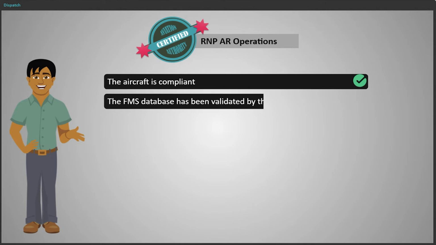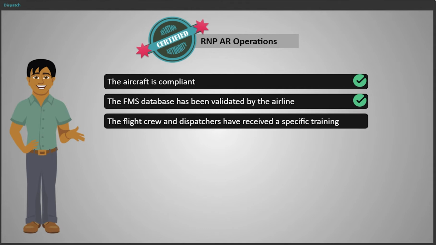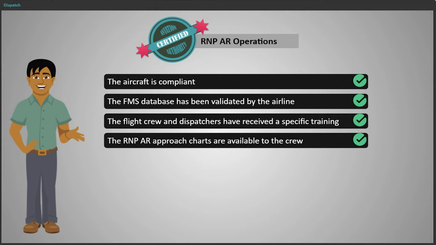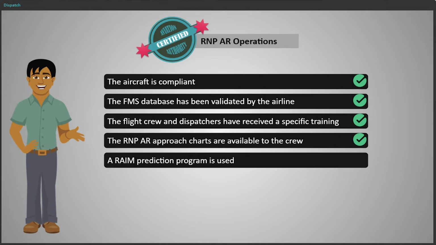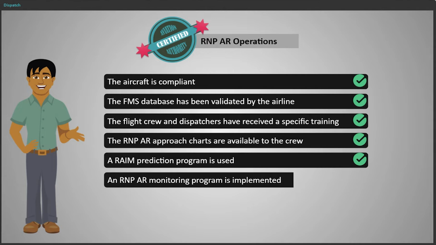The FMS database has been validated by the airline. The flight crew and dispatchers have received a specific training. The RNP AR approach charts are available to the crew. A rain prediction program is used, and an RNP AR monitoring program is implemented.